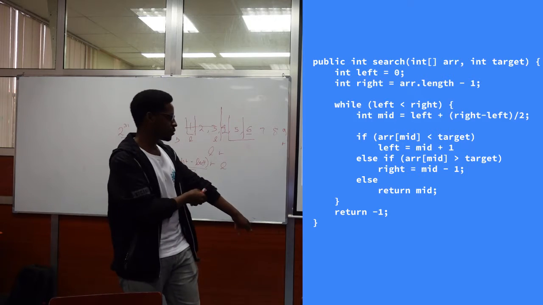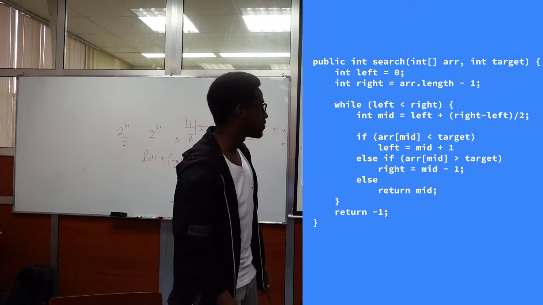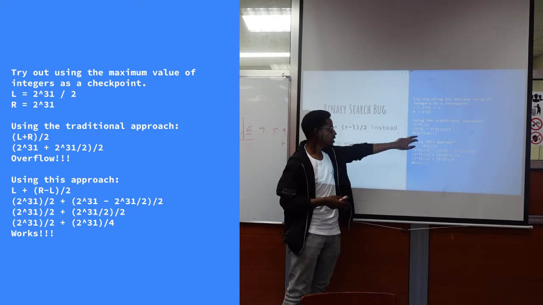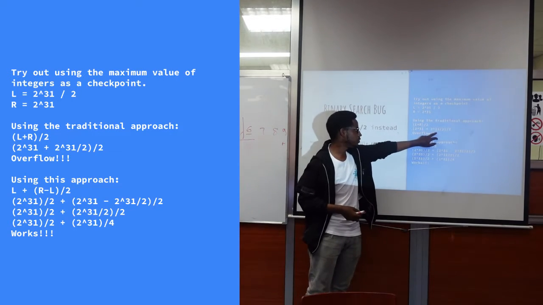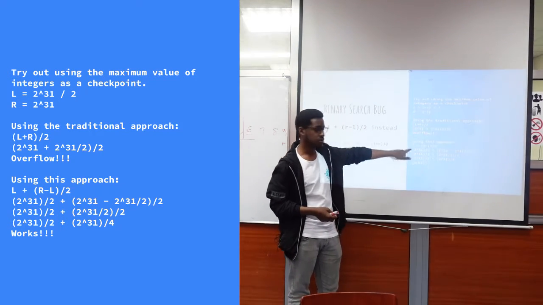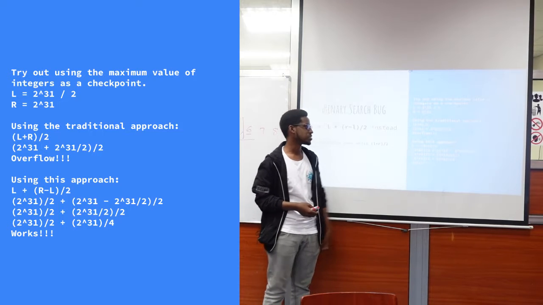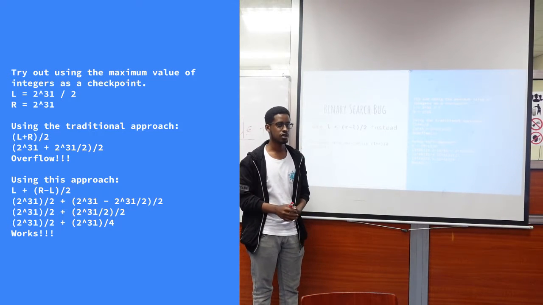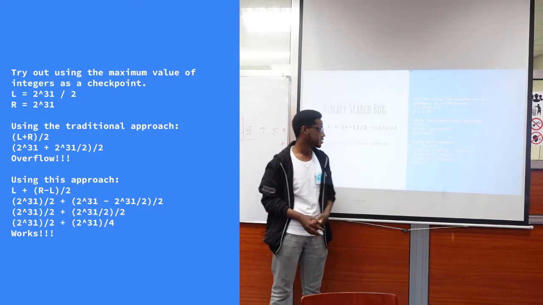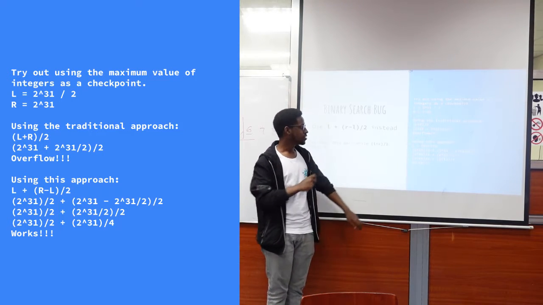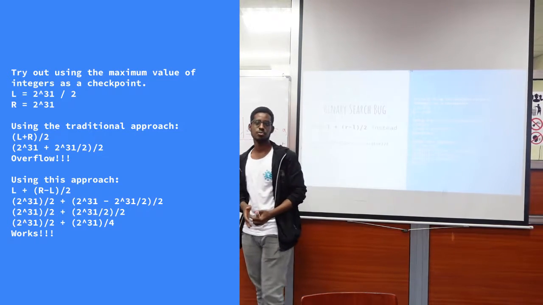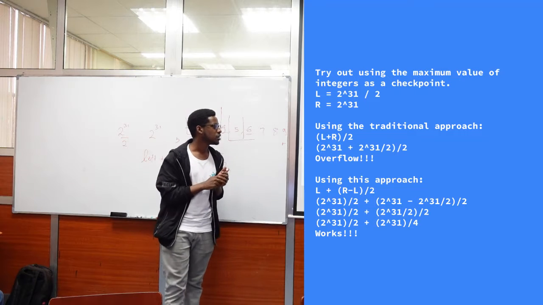Also, I think we have an example for it. I'll go over it if need be. But using the traditional approach, if our left element is 2 raised to 31 over 2, and our right index is 2 raised to 31, this would definitely overflow because it will overpass our integer limit. And if you try this approach, it will guarantee us that the same approach we have here would work, and it will still be within the range of integers.